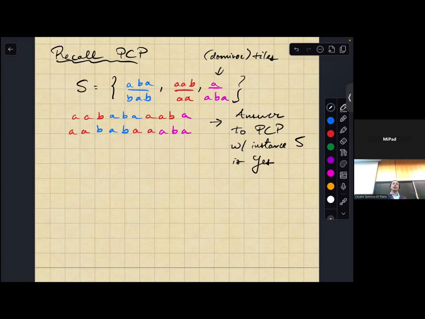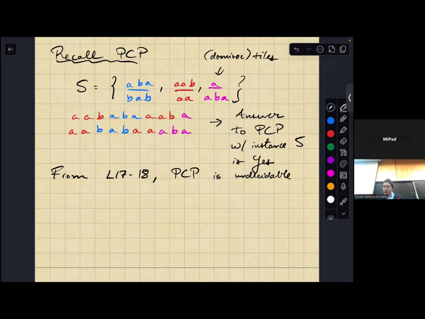But of course, this is not always true. You have some S's where the answer is no. Imagine if you have tiles where the top is always shorter than the bottom; then there's no winning in that case. From lectures 17 and 18, you saw that even though it seems like a very toy problem, the post-correspondence problem is undecidable. There does not exist an algorithm which, given an arbitrary S, can decide in finite time whether there's a solution to S or not.